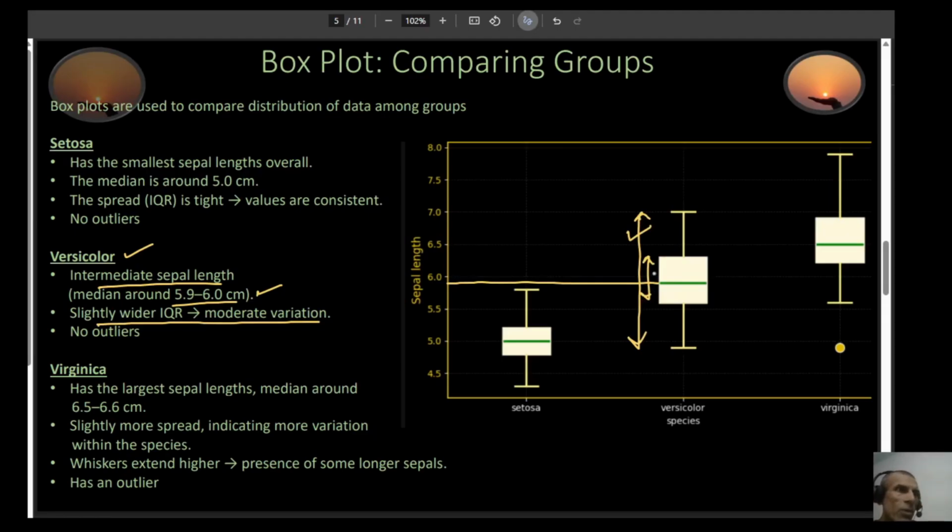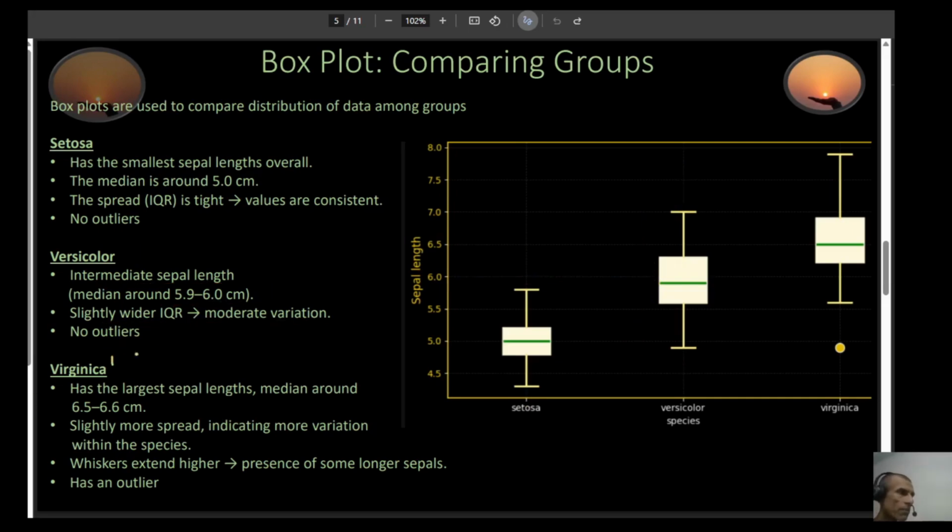So you can see this one has a little bit larger IQR, and there are no outliers. As you can see, no outliers. Same thing over here, no outliers. Now let's look at virginica. It has the largest sepal length, and the median is around 6.5 to 6.6 centimeter. This is your median right here, almost 6.5 or 6.6.